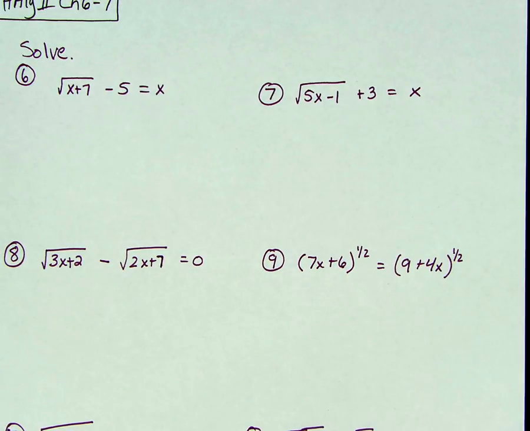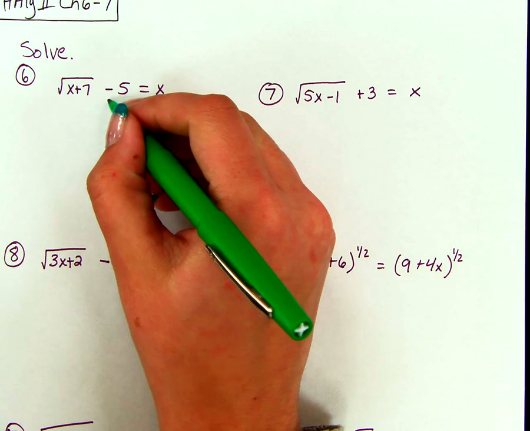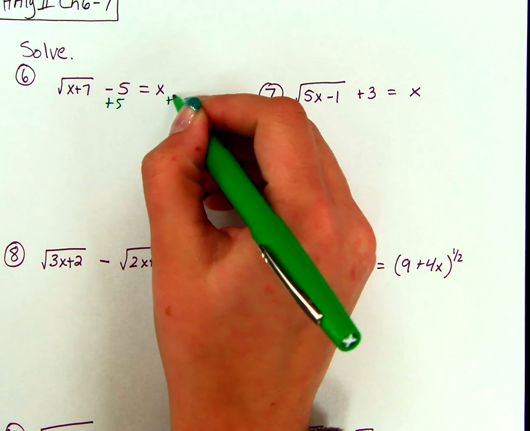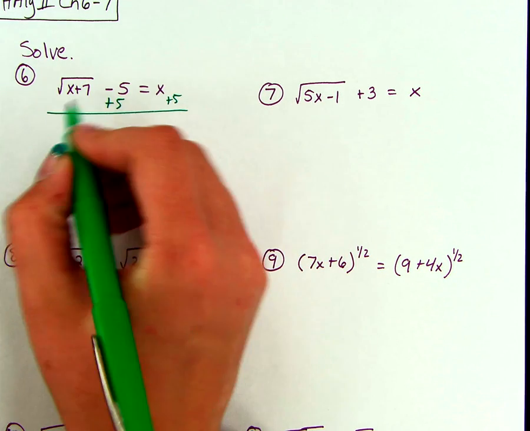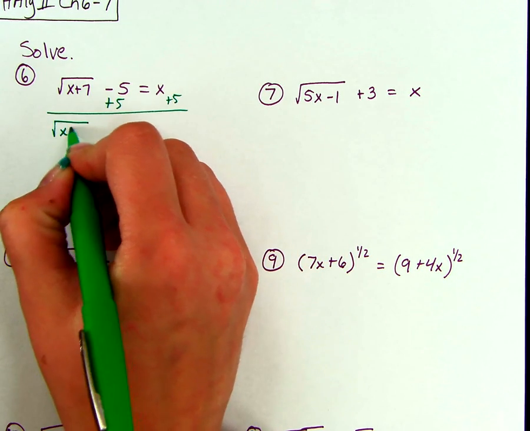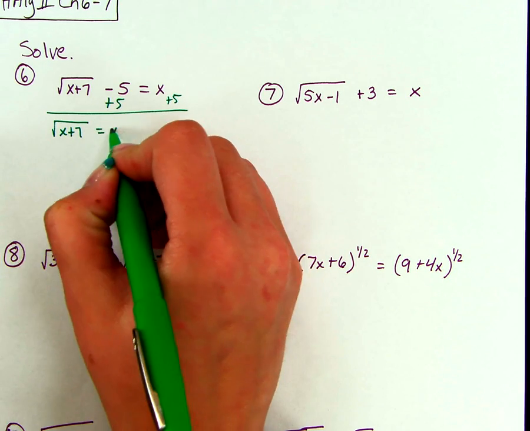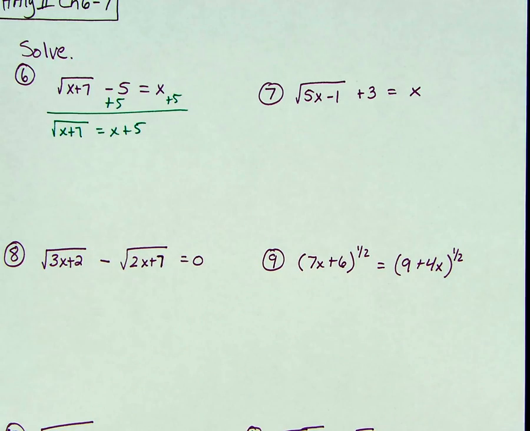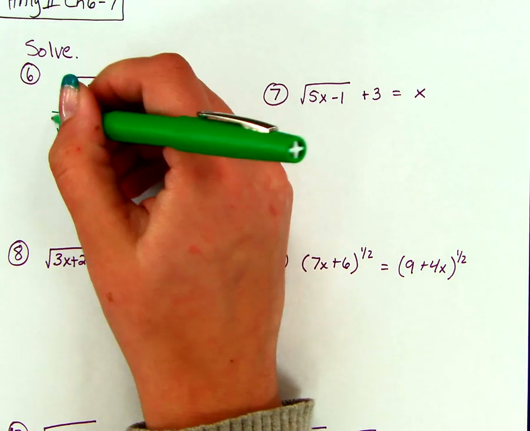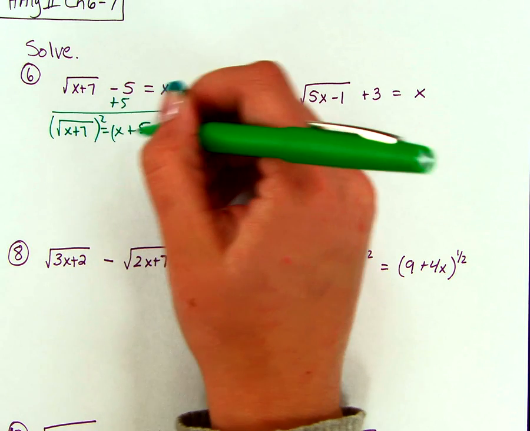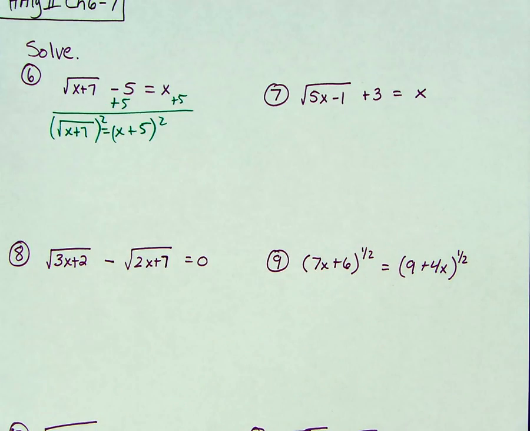Again, we are just solving radical equations. Our first step is to get the radical part by itself, so we're going to add 5 to each side. Now we have the square root of x plus 7 equals x plus 5. Again, to get rid of our radical, we have to square each side.